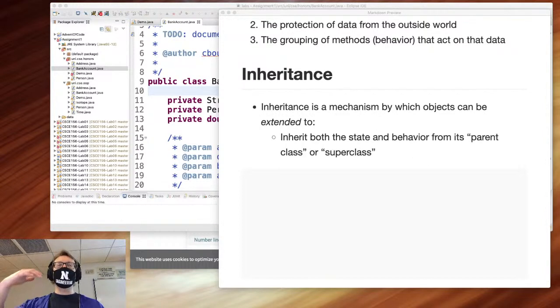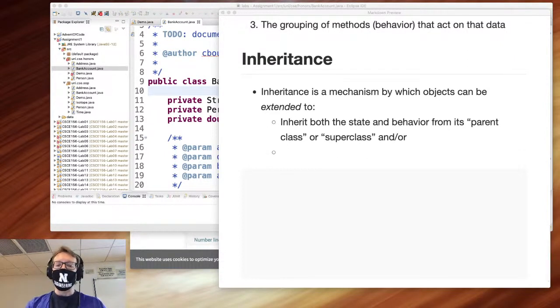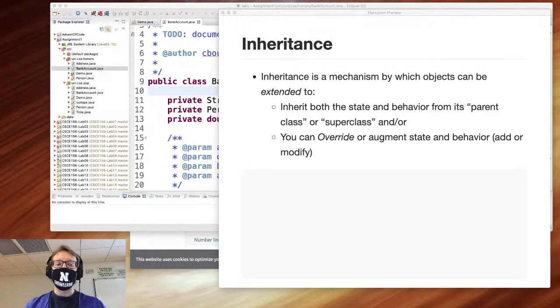Right? So we've got this idea of a parent class. And then down here, that's why we call it inheritance, we've got a child class. A parent class, child class, or sometimes they're called superclass, subclass. Whichever metaphor you want, you can use. And/or you can override or augment state and behavior. That is, you can add or modify to provide more specific functionality.